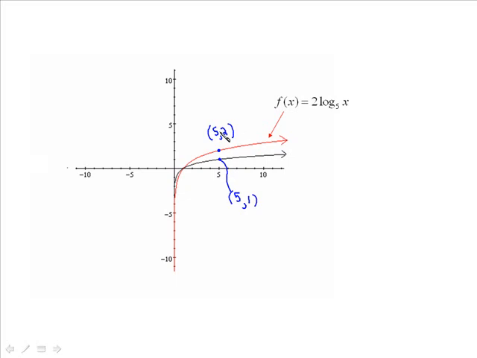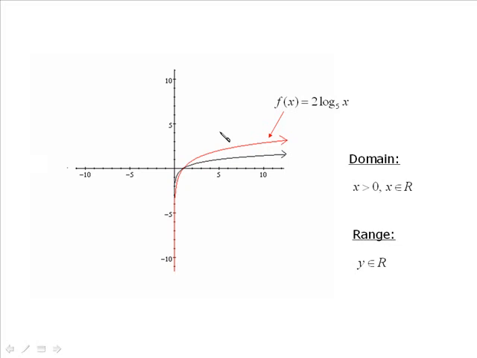Domain and range, not expecting an awful lot of change. The domain is still x greater than 0, x ∈ R. We haven't done anything horizontally, so the domain will not change. The range also: the fact that we're stretching it vertically isn't going to make it not go to infinity in both directions. So y is an element of the set of real numbers.